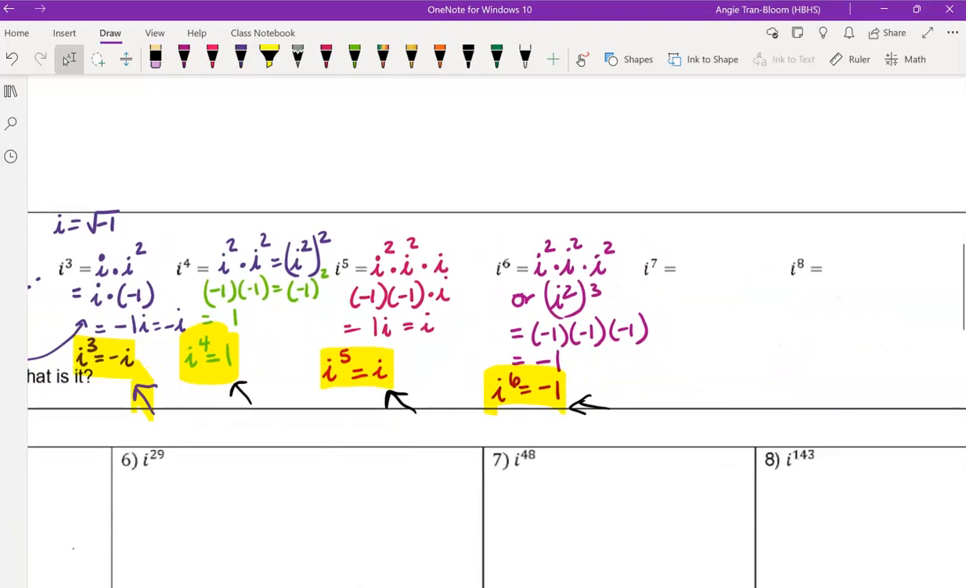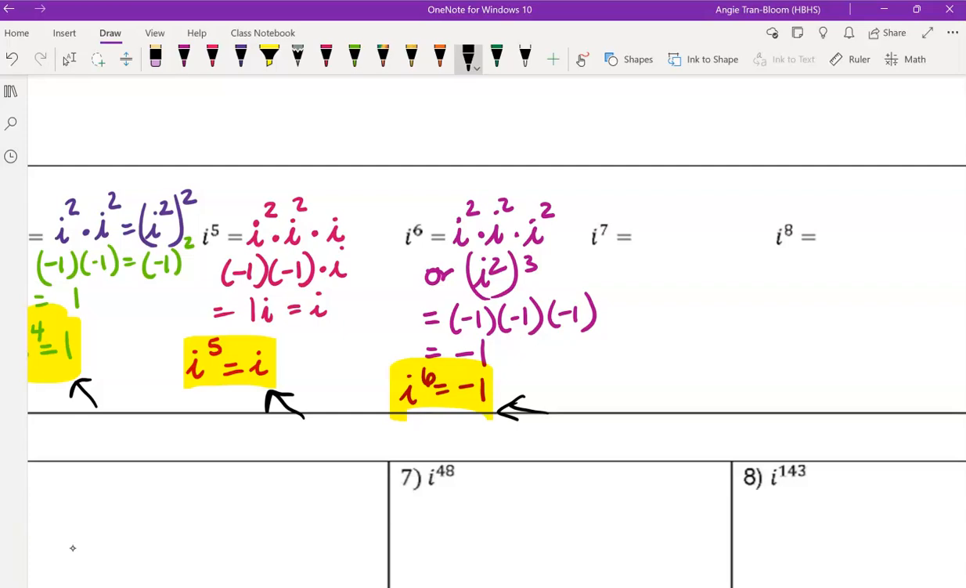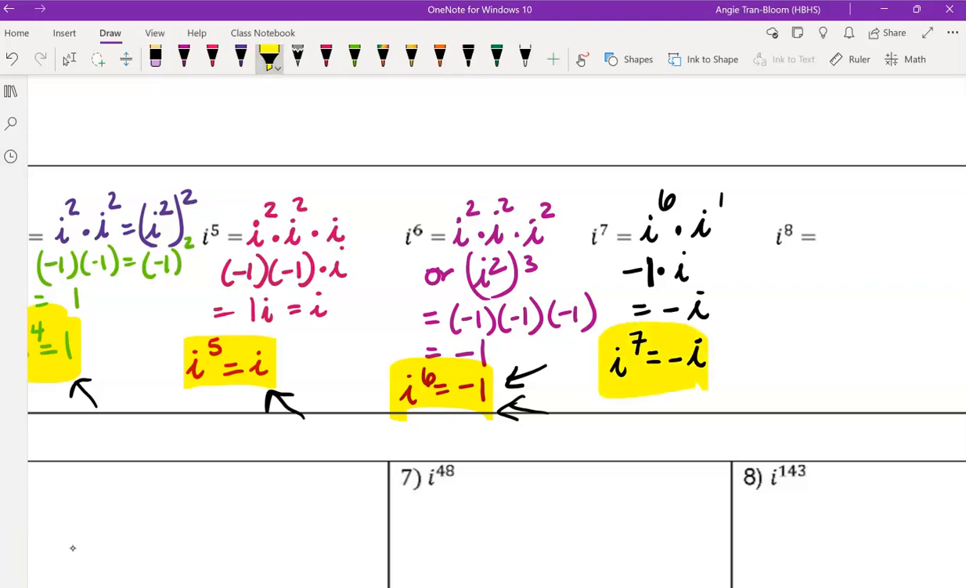So i to the 7th, we can think of it as i to the 6th times i, or i to the 1st power. So i to the 6th is -1, so -1 times i, so that's going to be a -i. So i to the 7th is going to be a -i. And let's do one more to see if we have anything that's not already found.